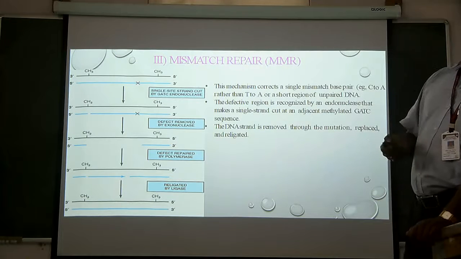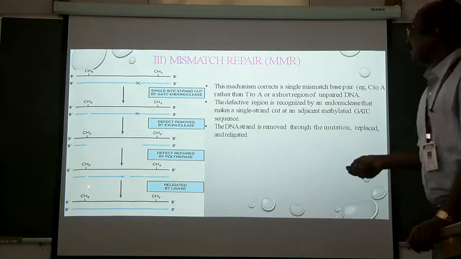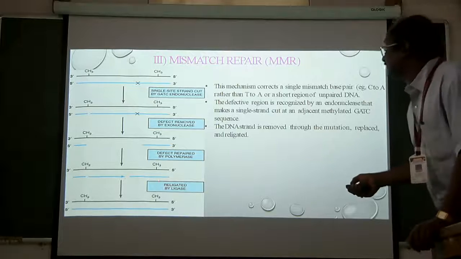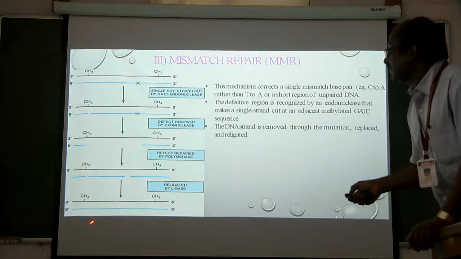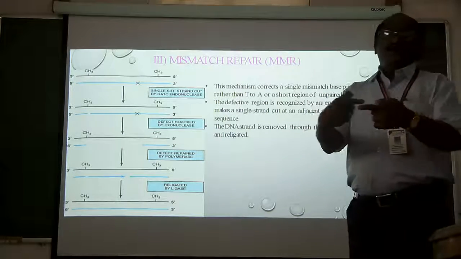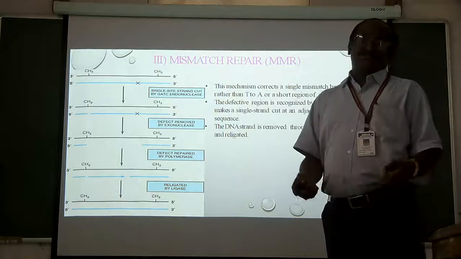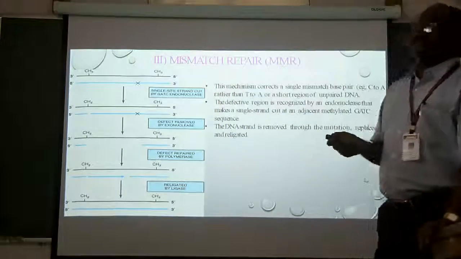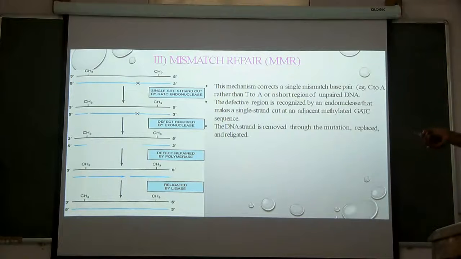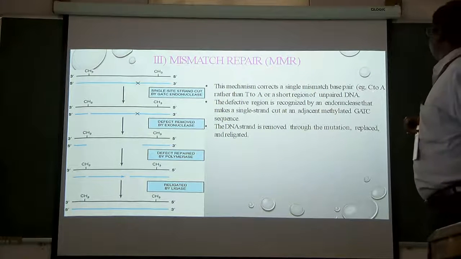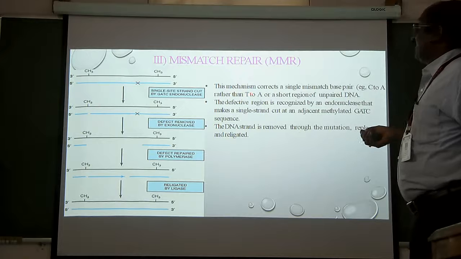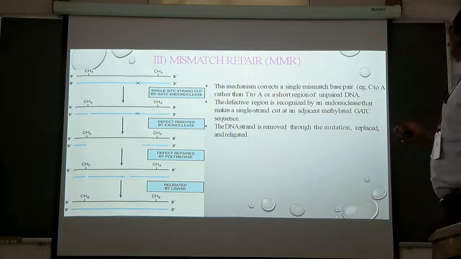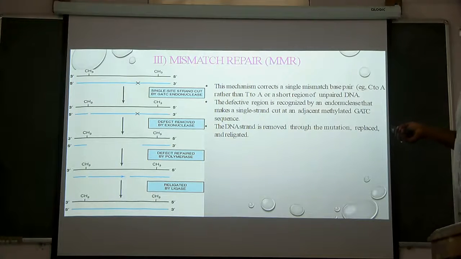Again a DNA polymerase enzyme comes into action here and repairs the DNA, and the nick is sealed by the ligase. The joining of the DNA base pairs takes place with the help of the ligase enzyme. So ligase is a very important enzyme. This mechanism corrects a single mismatched base pair, that is C to A rather than T to A, or a short region of unpaired DNA.